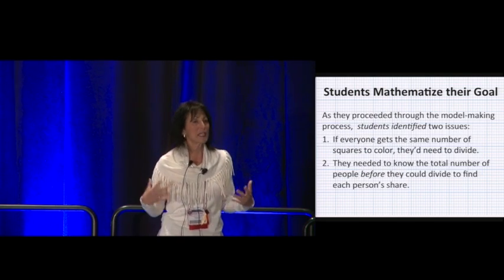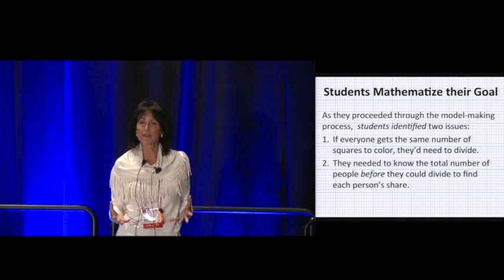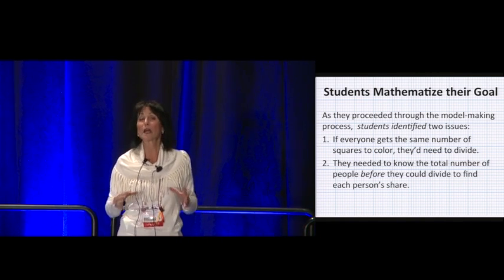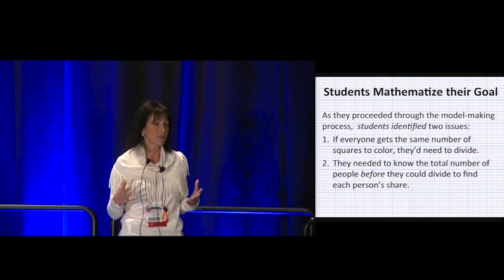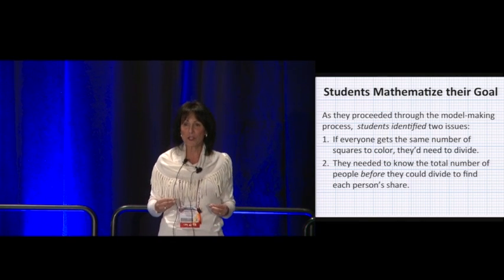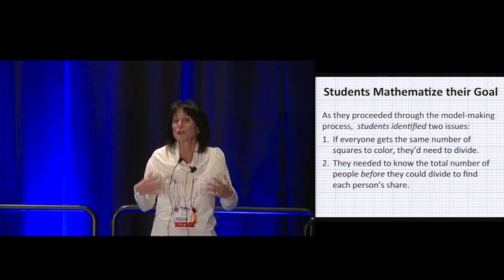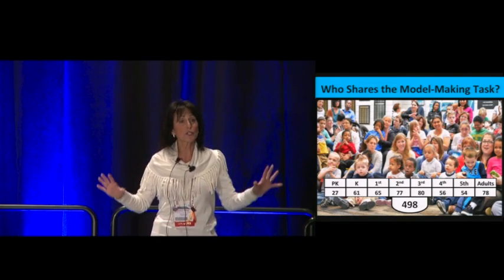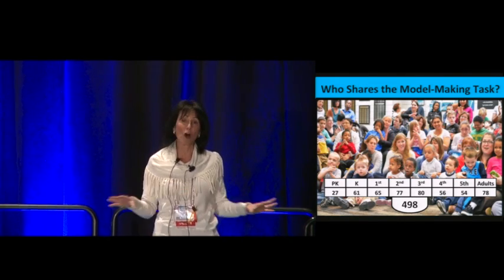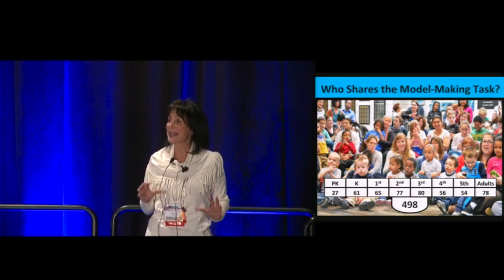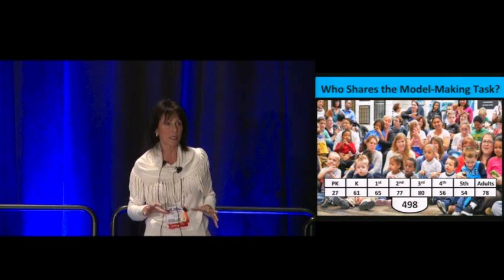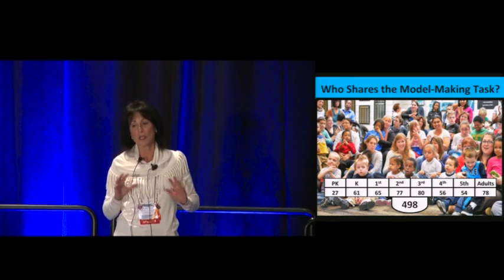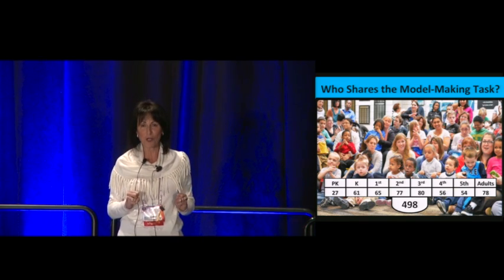As the kids proceeded through this idea, they found out they had 2 issues. Number 1, in order to give everybody in the building a fair share, they'd have to divide. But they also needed to figure out what to divide by, because they didn't know how many grown-ups and kids were in the building. So they went out to the building and they took a survey of all the kids, pre-K through 5, and every paid adult in the building. The total was 498.